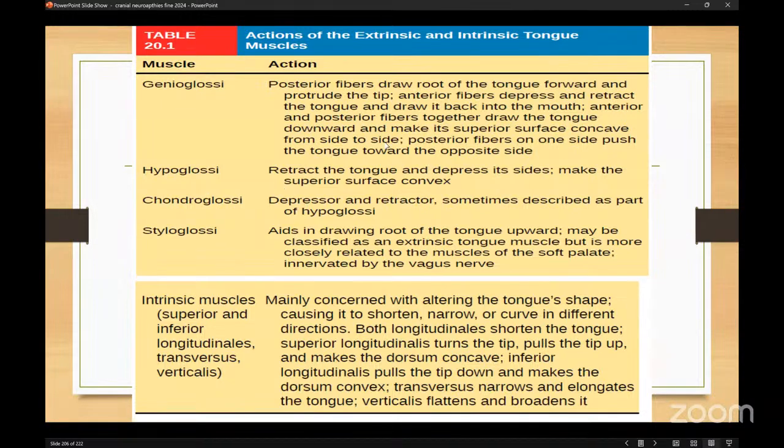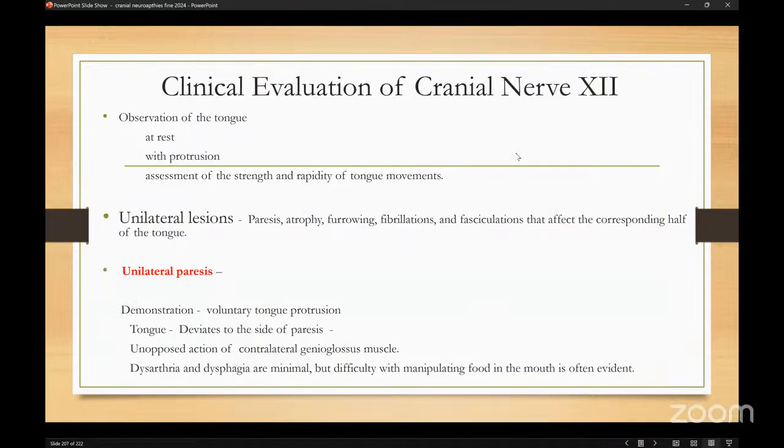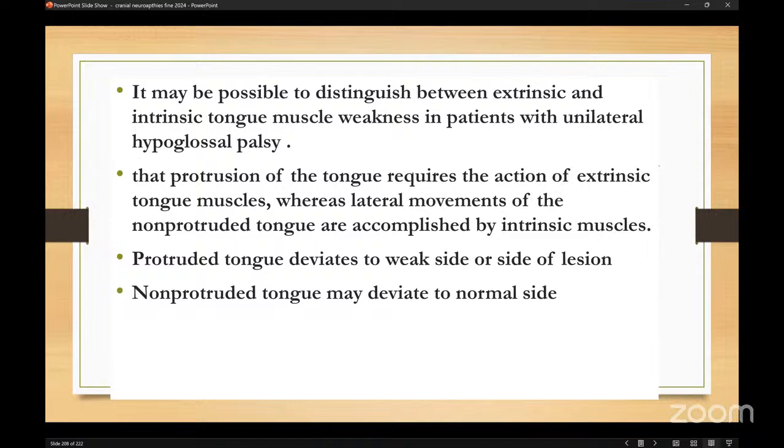Genioglossus, what is the function of genioglossus? It draws the root of the tongue forward and protrudes the tip. Anterior fibers depress and retract the tongue and draw it back into the mouth. And mainly you should remember, when you're checking the tongue and asking the patient to protrude it, the deviation happens to the paralyzed side because of the unopposed action of the contralateral genioglossus muscle. Okay, so you can just see this video.